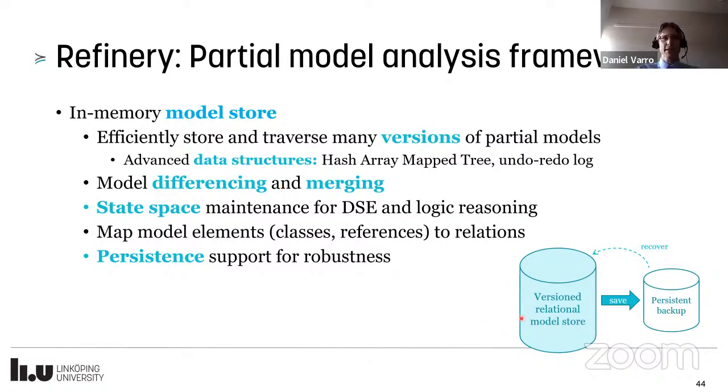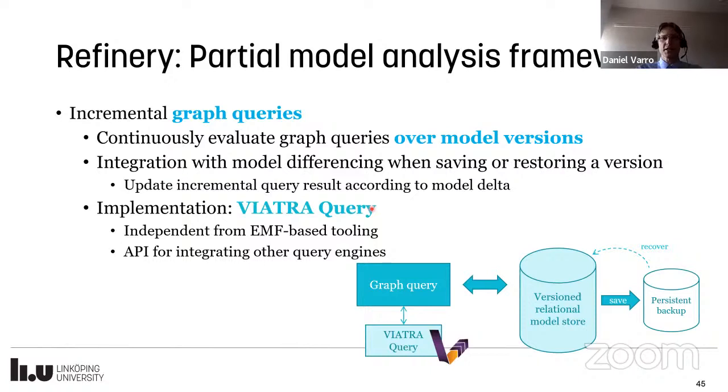Here, one core component that we have been working a lot on gets rid of EMF-based technology, and it would provide an in-memory model store for partial models, which provides native support for model differencing and model merging, and would also serve to help store state spaces for design space exploration and other ways of logic reasoning. We are still using incremental graph query technologies. Now we can evaluate queries over different model versions instead of evaluating them on single models.